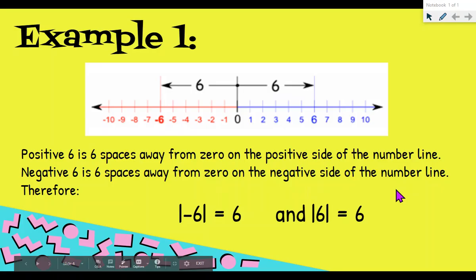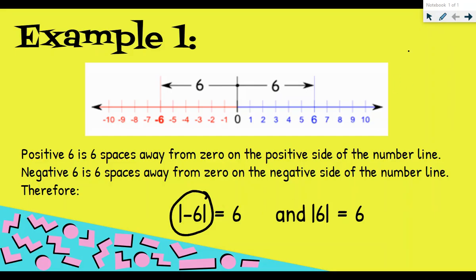So our first example here shows the absolute value of -6 and the absolute value of +6. So let's look down here. These symbols with the lines are what we use to show absolute value. They're just straight lines, right? So the absolute value of -6 is equal to 6 because -6 is 6 spaces away from zero. Doesn't matter that it's going towards the negative, it's still 6 spaces. And so our absolute value of -6 is +6.